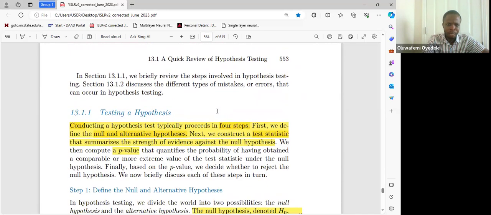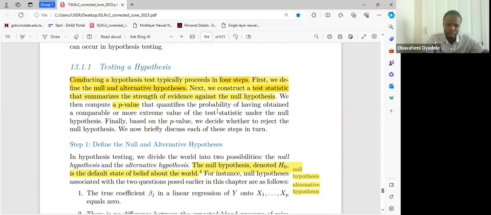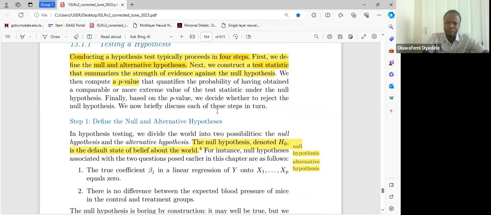What I was able to pick from the chapter is that there are four basic principles we have to apply in order to conduct a hypothesis test. First of all, we need to define our hypothesis, where we set the null against the alternative hypothesis. The null simply means the default state or belief about the world.